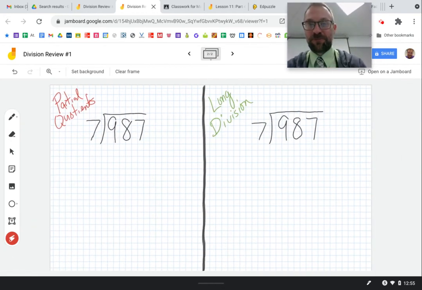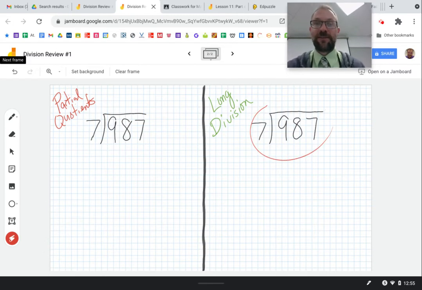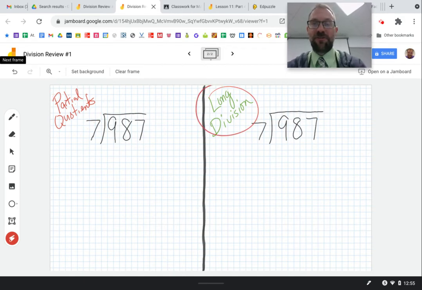So check it out. Here I have the same problem, 987 divided by 7, and it's written twice. I'm going to do this one problem both using partial quotients and long division. This has two purposes. One, it's review for both methods.